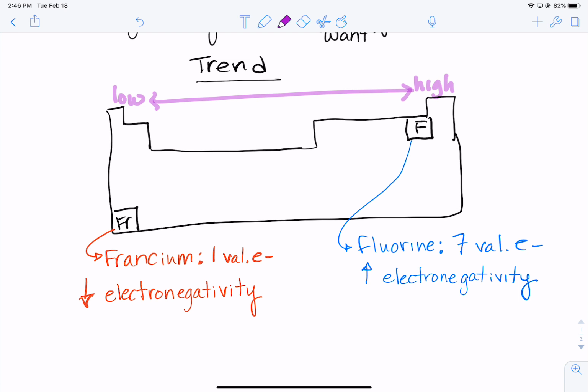Because how about oxygen right here to the left of fluorine? Does it want electrons? To the left or right? It's to the left of fluorine. It's got six valence electrons. Does it want electrons? Yes. Yes, it does. Does it want them as bad as fluorine? No. Not quite as bad. It wants them, but not quite as bad.